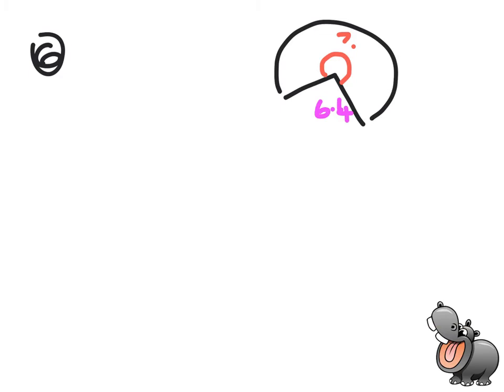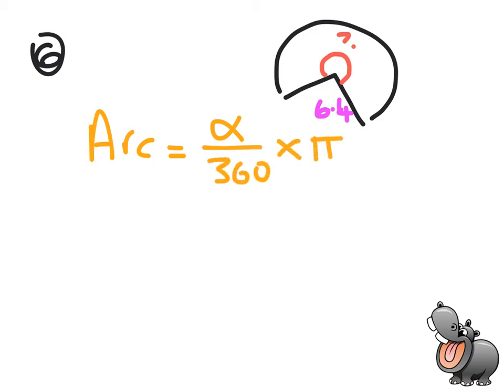Question 6. Calculate the size of the reflex angle. So that's the red angle in my picture here. Now the question is talking about arcs, and the formula for an arc is the angle at the centre, which is alpha, divided by 360 times pi d. So what information do we have for either the arc, the angle or the diameter? There's three variables there. We must know two of them to find the third one.